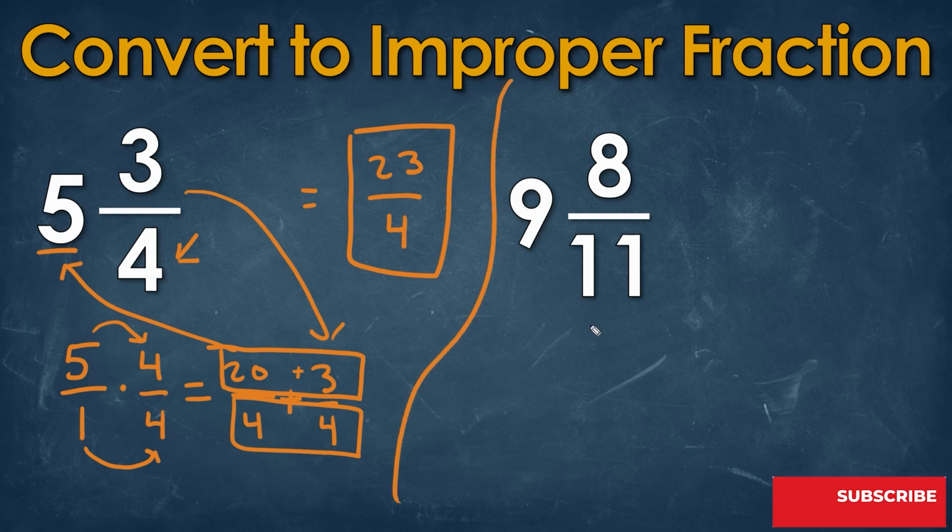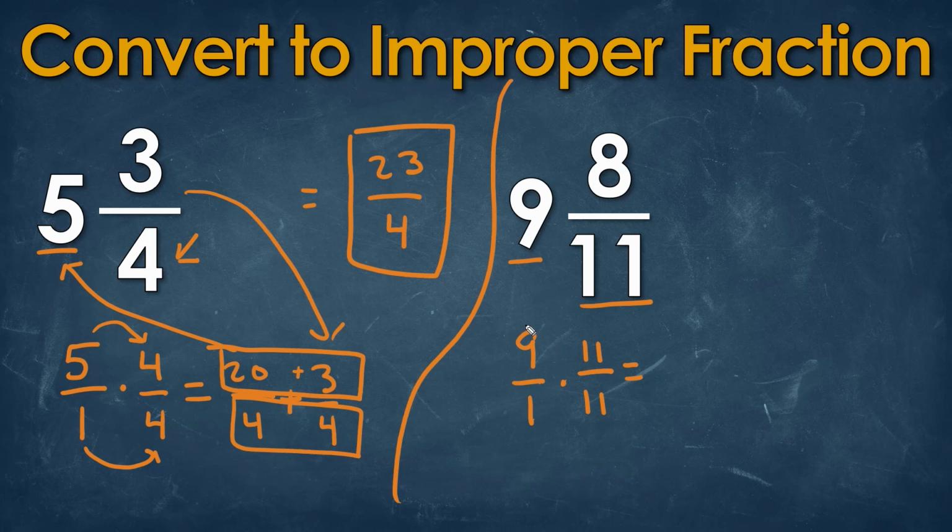Moving on to the next example. So we're going to follow the same steps. The first thing we do is we take that whole number, we convert it into a fraction, and we convert it into a fraction that has the same denominator as our fraction component. So we'd have to multiply top and bottom by 11. Now we always multiply straight across, so 9 times 11 will give us 99. 1 times 11 will give us 11.